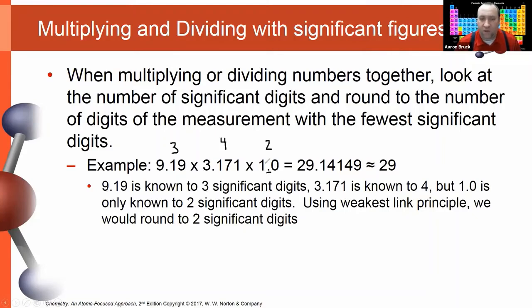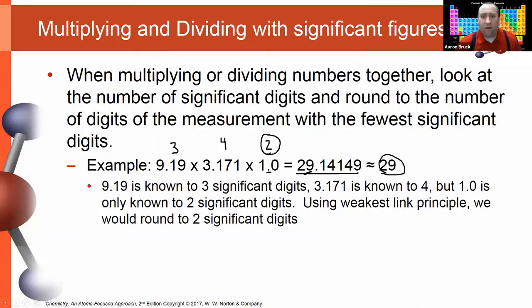I look at my 3 measured values. The weakest link principle says that I go with the one that has the fewest significant figures, which means even though my calculator jets out 29.14149, I round that to 2 significant digits. That gives me a total of 29. 29 is the correct answer there.